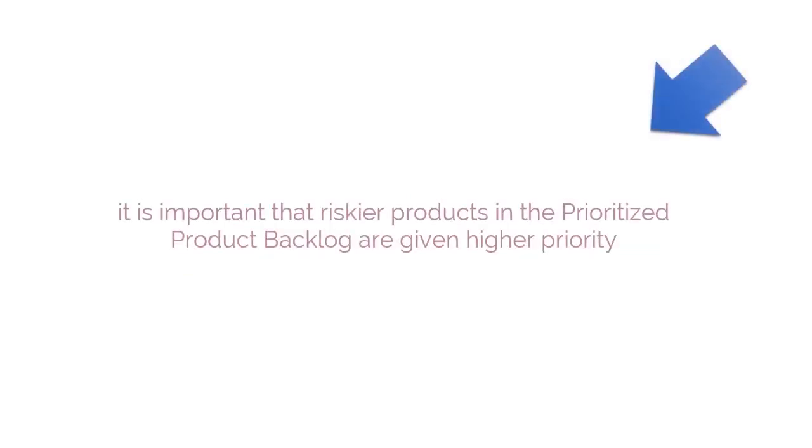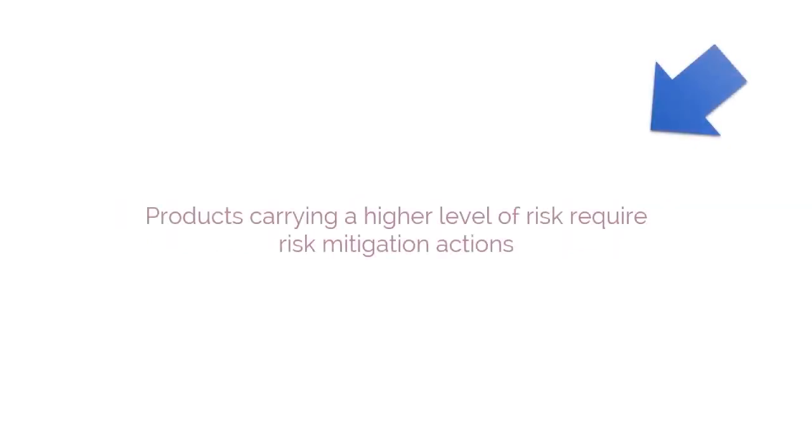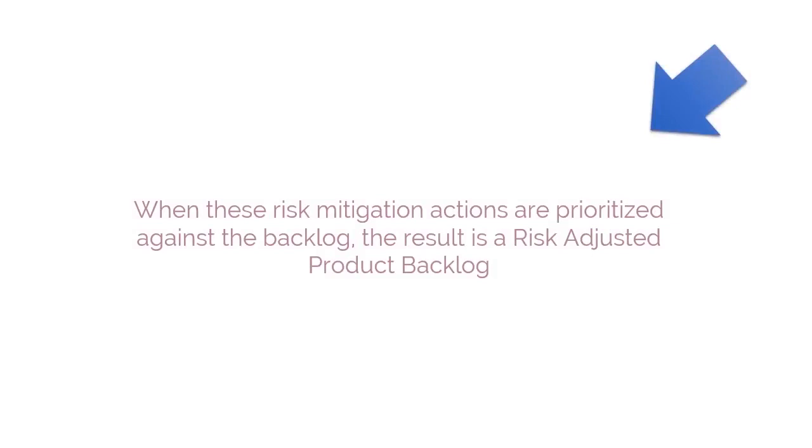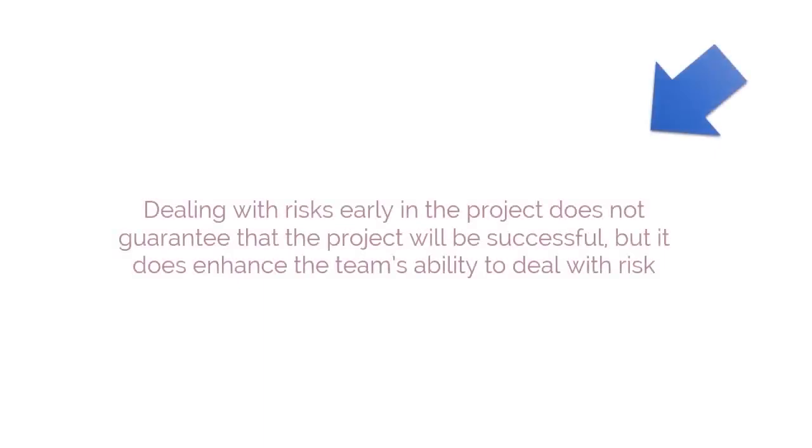Therefore, it is important that riskier products in the prioritized product backlog are given higher priority. Products carrying a higher level of risk will also require risk mitigation actions. When these risk mitigation actions are prioritized against the backlog, the result is a risk-adjusted product backlog. Dealing with risks early in the project does not guarantee that the project will be successful, but it does enhance the team's ability to deal with risk.